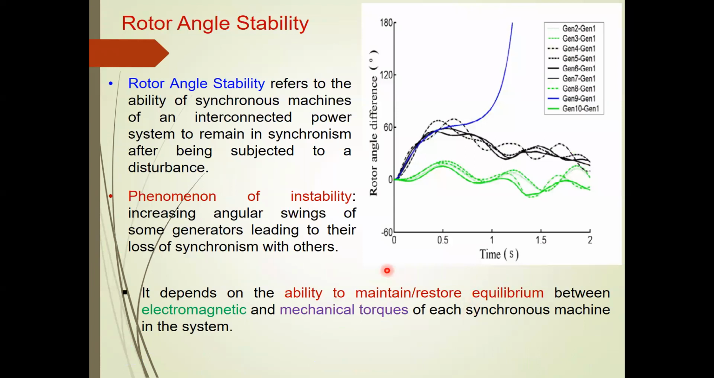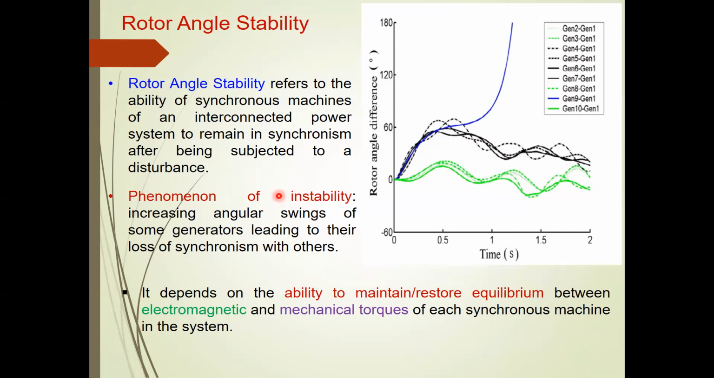To give you more info about the different forms of stability, I have this slide. And here we talk about the rotor angle stability. From the earlier definition we had for stability, if you define it for rotor angle stability, we'll say it is the ability of the synchronous machines in the interconnected system to remain in synchronism after being subjected to a disturbance. So this is the rotor angle stability.